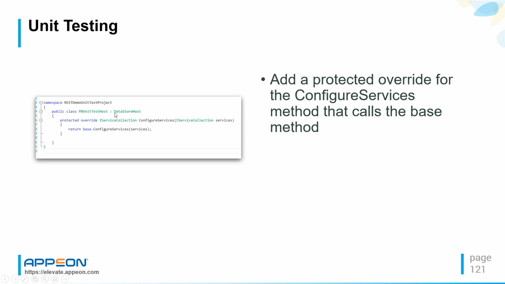So I create a class, I call it PBUnitTestHost. I'm implementing the DataStoreHost interface. And I'm going to override the ConfigureServices method, and then basically I'm just calling the ancestor right here. Okay, so that's what I've got so far.